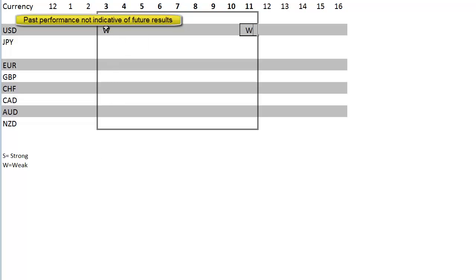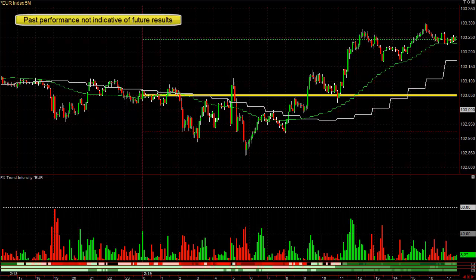The yen was quite strong. And basically all you want to do is find a strong currency to trade against a weak one.